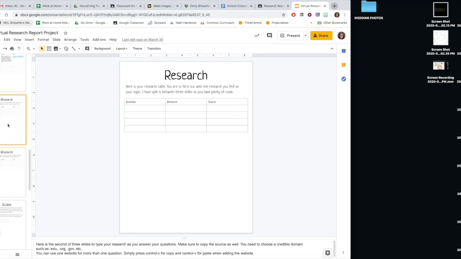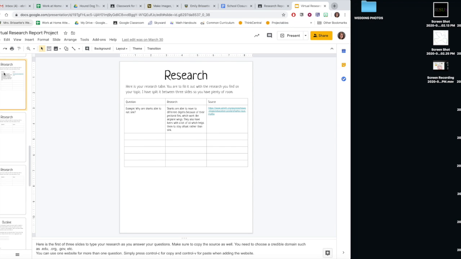You guys did this yesterday. If you didn't finish, that's okay. You can continue to work on that today. I'm not too concerned about the timeline. I'll just keep checking in. It was just kind of a basic timeline as I started it. But your questions should be here as you research, and then your sources.